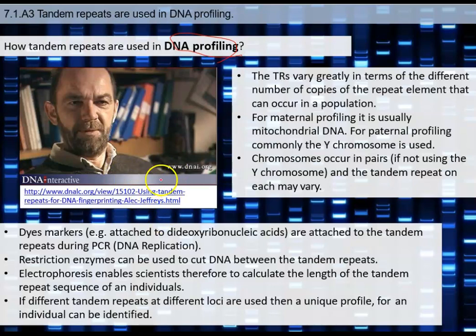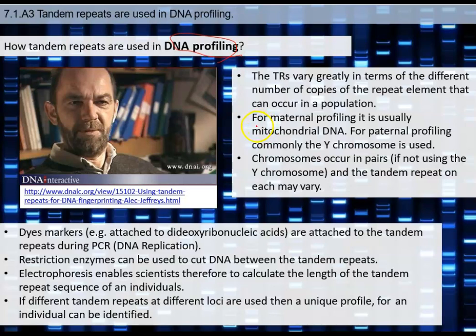I'm not going to repeat it again here, but I'm explaining that these tandem repeats vary greatly in terms of the different number of copies of the repeat element that can occur in the population. So we have the different repeats in the population, so that's why we can separate and we can differentiate between two people and if they are matching or not.